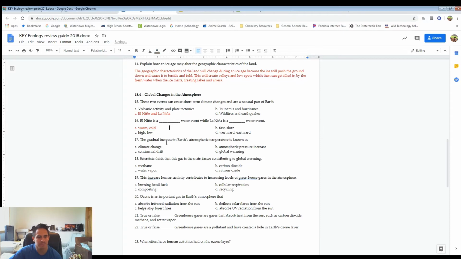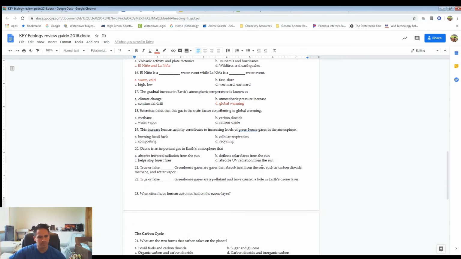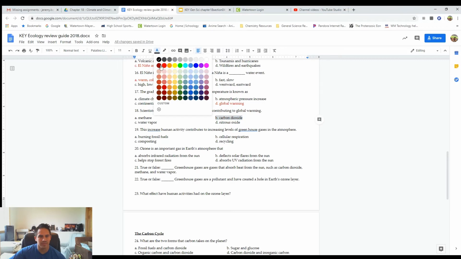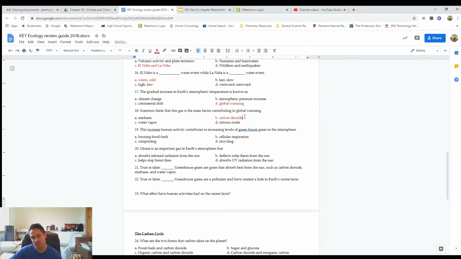So this is A. Number 17, the gradual increase in Earth's atmospheric temperature is known as, so this is global warming. Now remember we've been talking about climate change in this chapter, which encompasses lots of different things, not just temperature, whereas specifically increasing temperature is what we call global warming. So 18, scientists think that this gas is the main factor contributing to global warming. This gas is carbon dioxide. Now, it's not the only gas that we think is contributing to global warming. Methane is another one, but carbon dioxide is the main one.